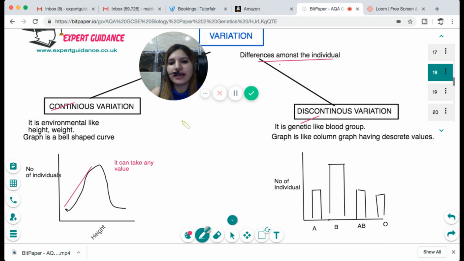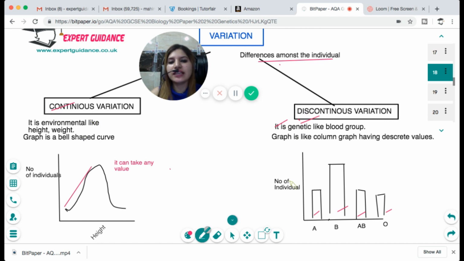On the other hand, if I try to plot the different blood groups in your class, I can only get four sets: A, B, AB, O. Since blood group is genetic, it can take only fixed values. And this kind of variation is known as discontinuous variation. So discontinuous is genetic, whereas continuous is environmental.